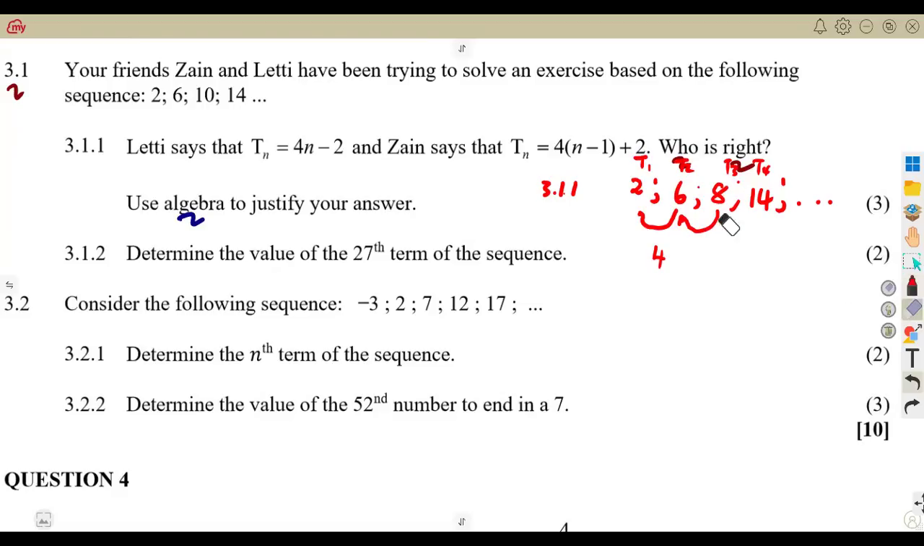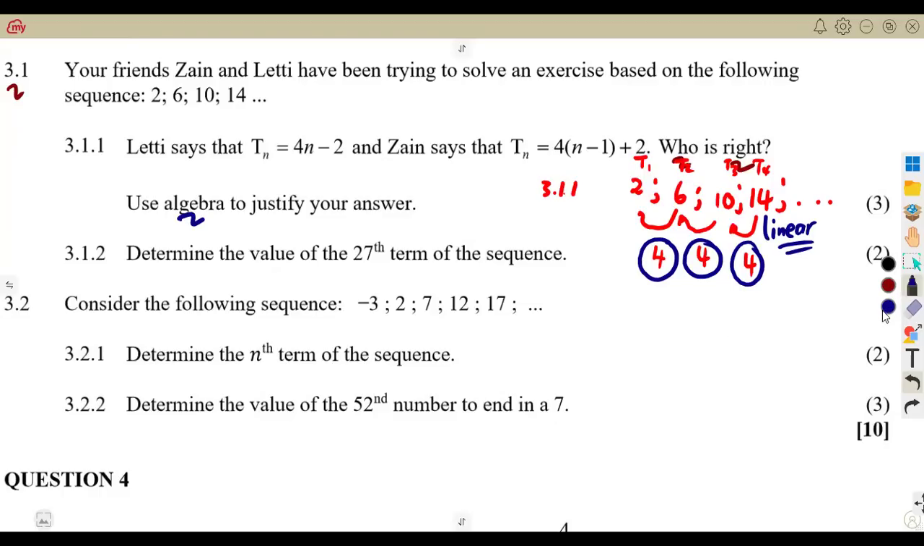This is 10 here. That's 10 minus 6, which is going to give us a 4. Do the same thing, 14 minus 10, which is a 4. So you can notice that the difference is the same. We have a common difference. So this is referred to as a linear sequence, a linear pattern.